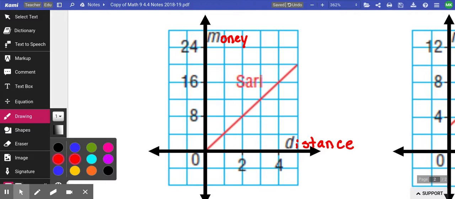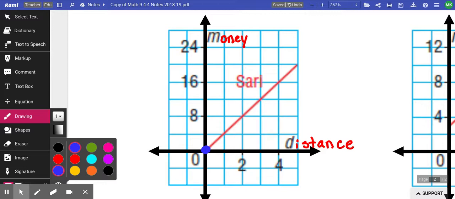So if I'm looking at Sari's graph, there are 2 things that I can figure out. The first thing I can figure out is how much money she raises before she even starts the race. So before she starts the race, her distance is going to be at 0. She hasn't walked at all. That would be this point right here on the graph. If her distance is 0, how much money does she make? 0, right? She has 0 money. That means she starts with no money.